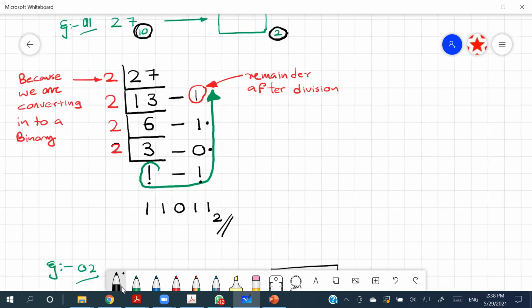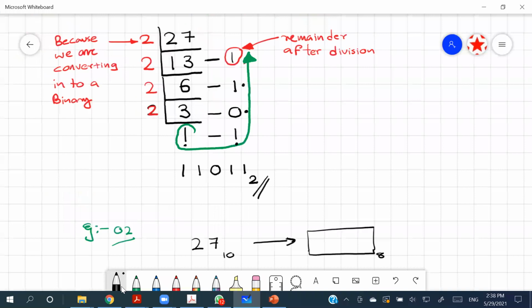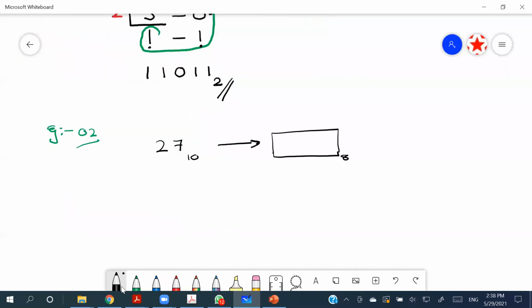So to do that, what we are going to do is the very same thing that we have done previously. We are taking 27, and this time, what is the number that we are going to divide by? Any suggestions? Now I'm going to convert this into octal. Yes, Dinelka, very good. We are going to divide it by 8 because we are converting it to the octal number system.